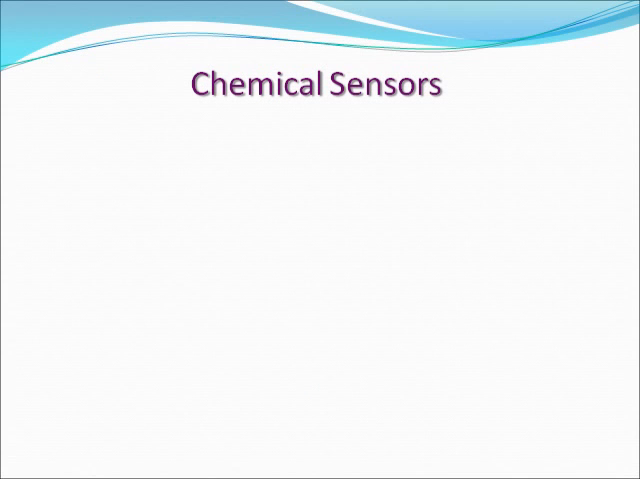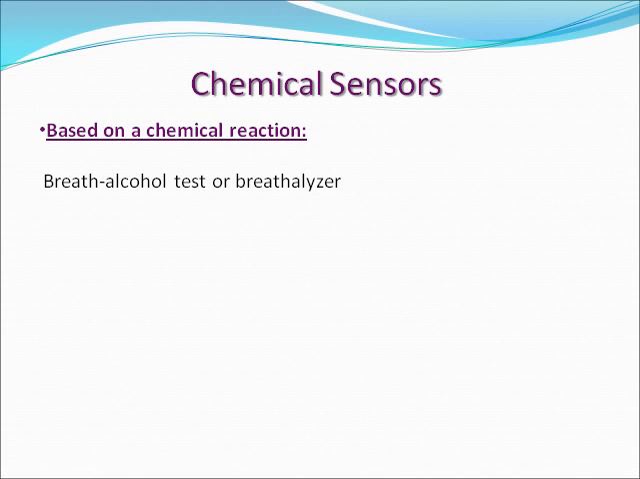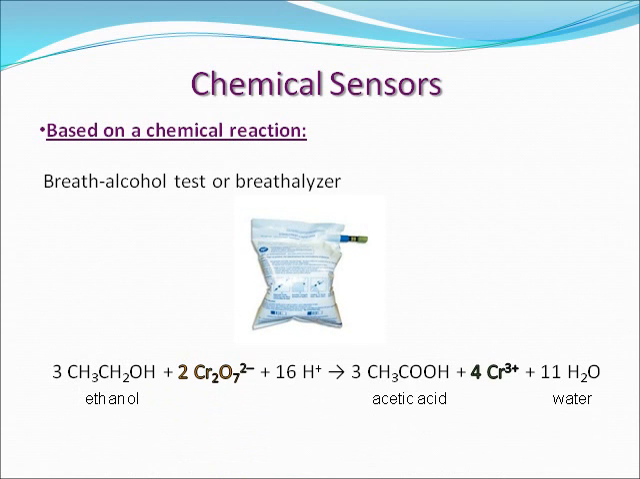The first sensors that were made were chemical sensors. They are usually based on a chemical reaction. I will give the example of the breath alcohol test or breathalyzer. This test involves a chemical dichromate ion, Cr2O7, which is orange, and which reacts with ethanol in order to form acetic acid, and chromium ion, Cr3+, which is green. The color change from orange to green indicates an excess of alcohol.